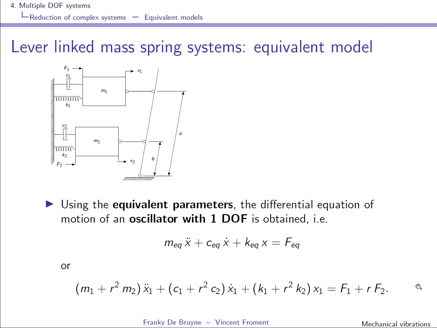So we have defined an equivalent mass, an equivalent damping coefficient, an equivalent stiffness, and an equivalent force. The variable that we were considering was x equals x1. So this lever linked mass spring system can be modeled by an oscillator with 1 degree of freedom that is described by this equation here.